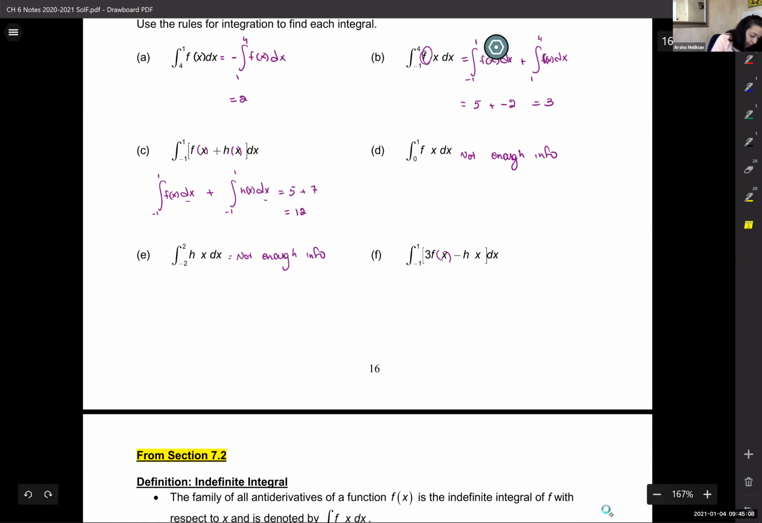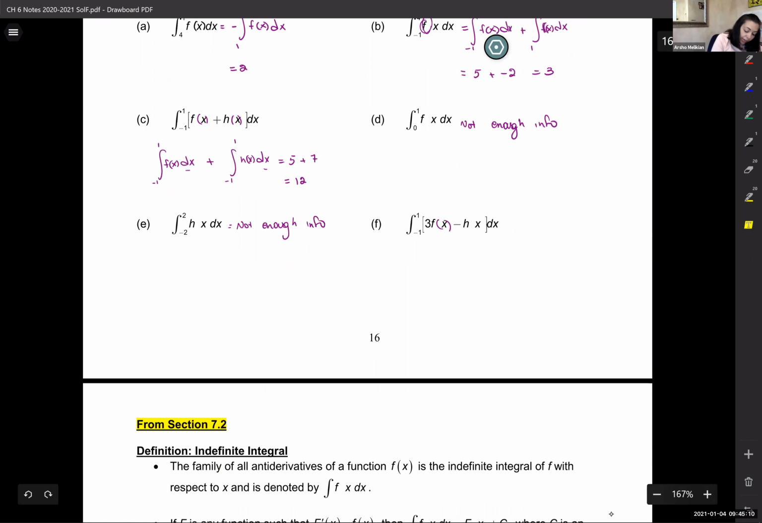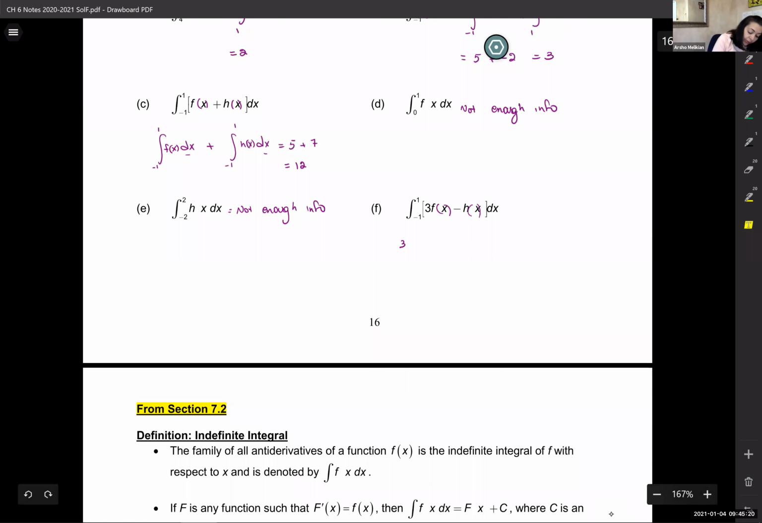Oh, what's going on here? Okay, I have negative 1 to 1, some version of f of x, and then minus an h of x, right? So that's 3 times, I'm going to skip that step, 3 times the area from negative 1 to 1 of f of x, which is 5, minus 7, 8.